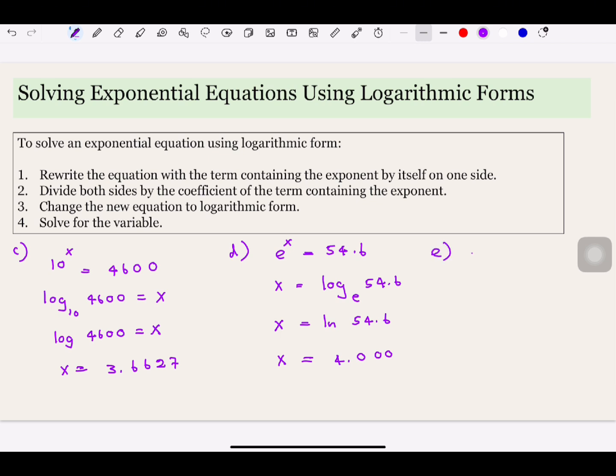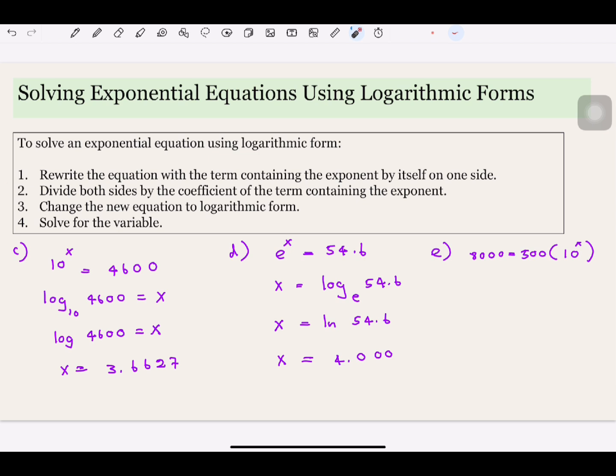Next, let's use another example. Let's say we have 8,000 equals 500 multiplied by 10 to the power x. Here the first step is to isolate the exponential term on one side of the equation. There's only one term on this side, so it is isolated. So we can skip step number 1.